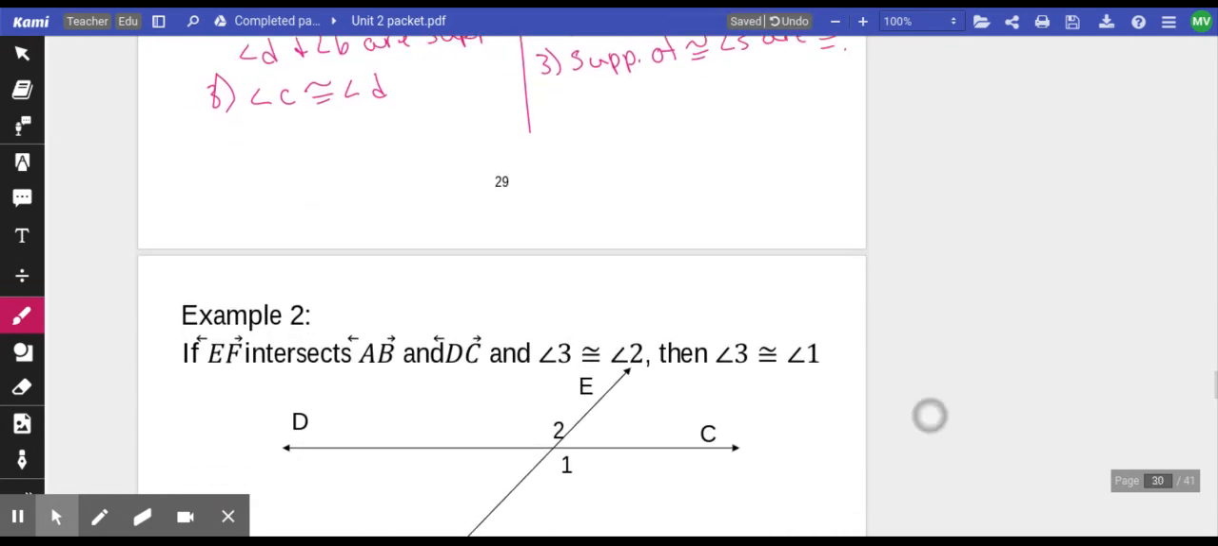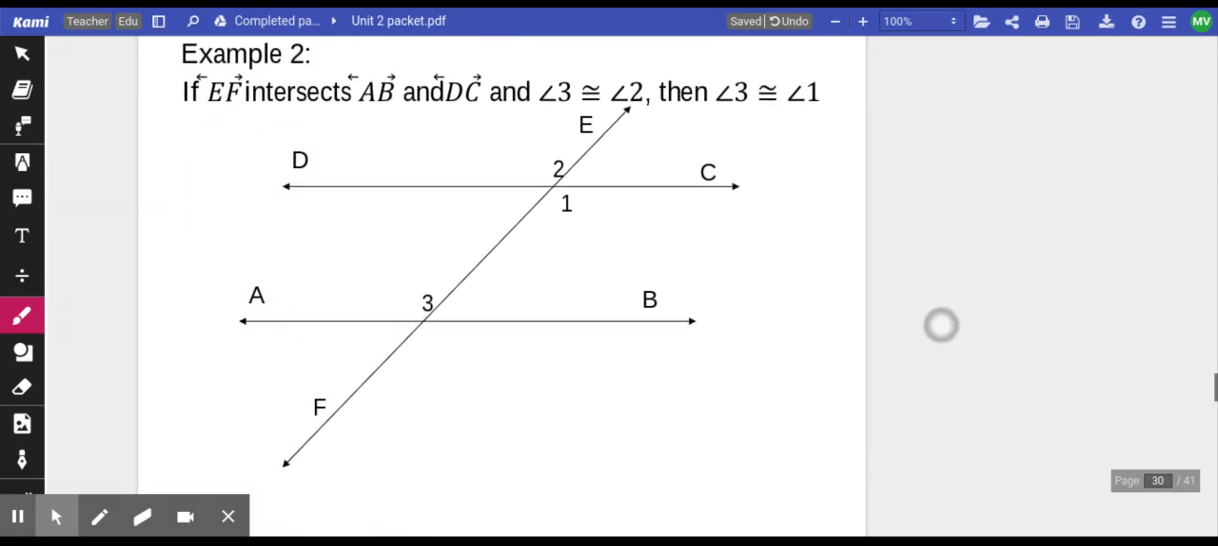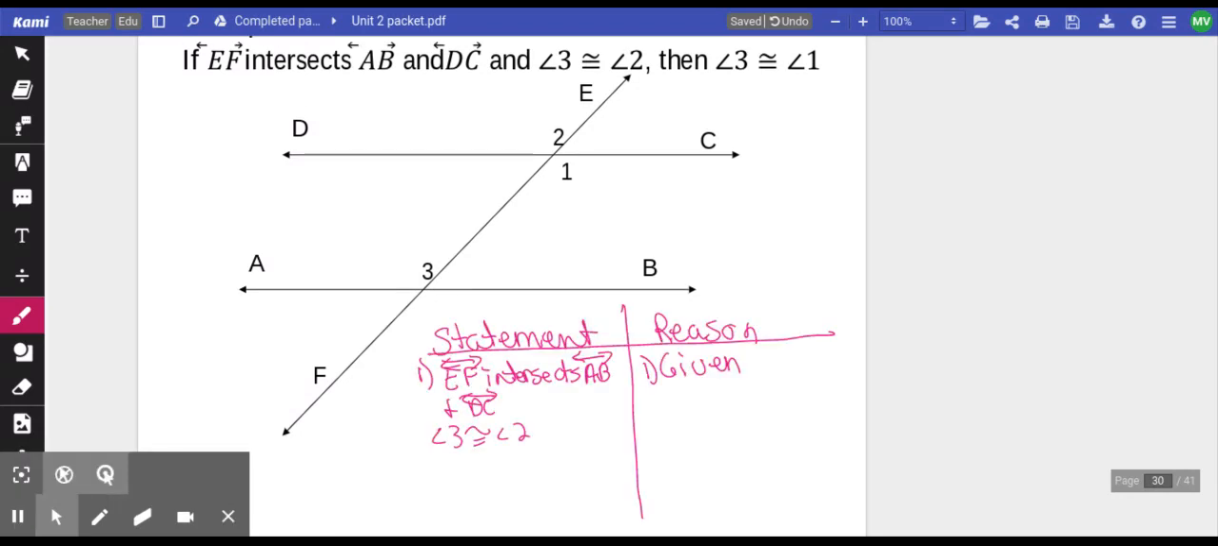So now we have another example that I want you to pause and give it a try and then come back and listen to my answer. Okay, so all I've done at this point is write down my givens. And I'm going to label my diagram that 3 is congruent to 2. And then angle 3 is congruent to 1 is what I want to prove.